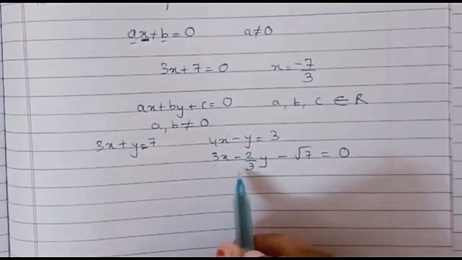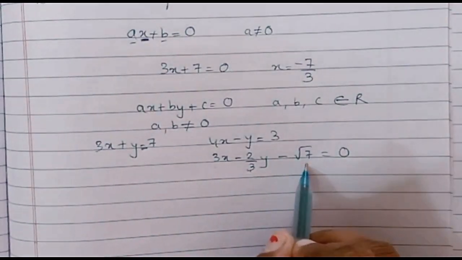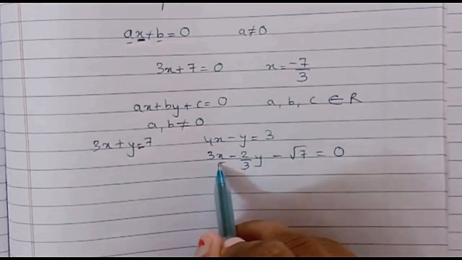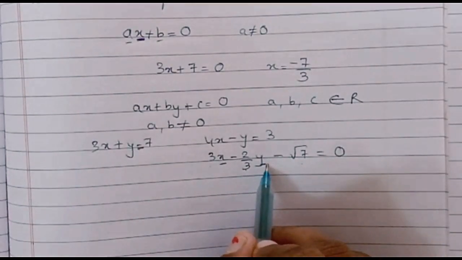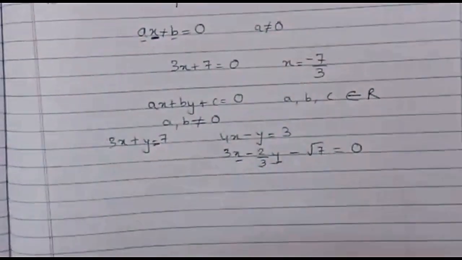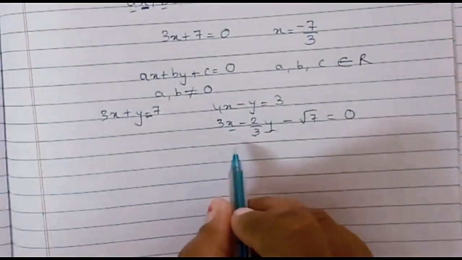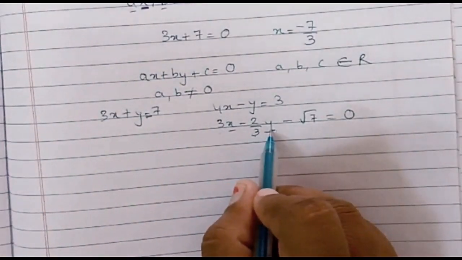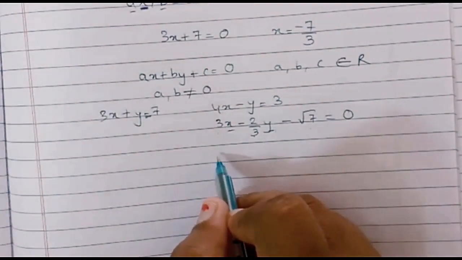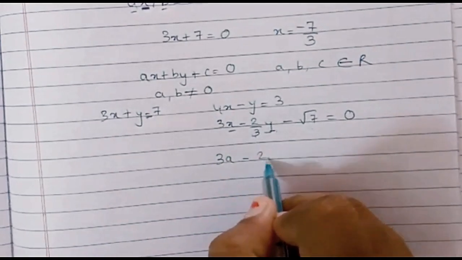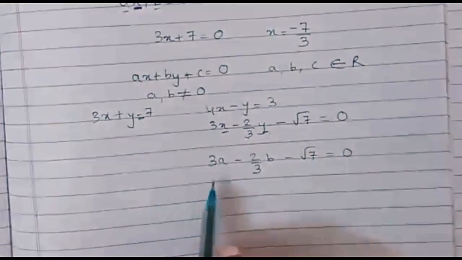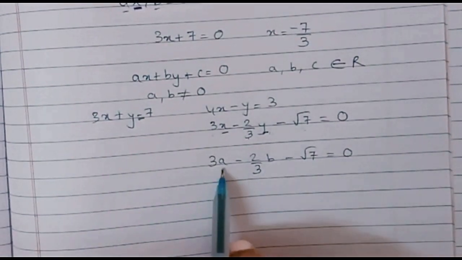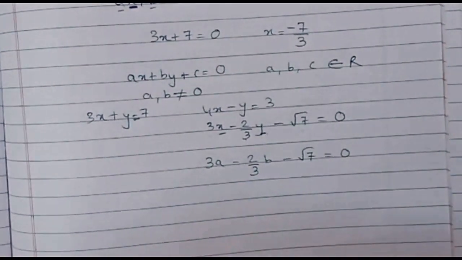So I can take any value of a, b, c, right? And based on this, we have to find the values of x and y. Here we have two variables, those are x and y. The same equation can also be written using other letters instead of x and y. I can write 3a minus 2 upon 3b minus root 7. So right now this is also a linear equation, but here the variables are a and b.